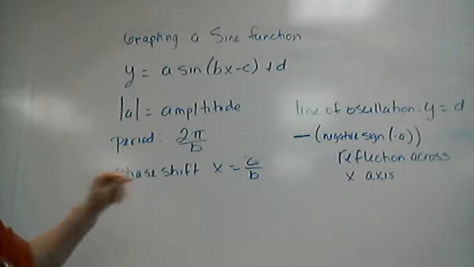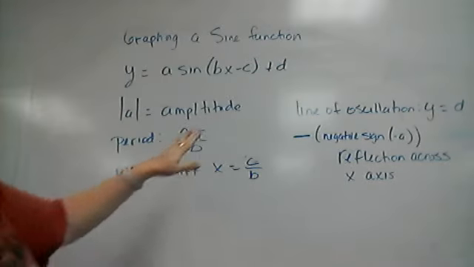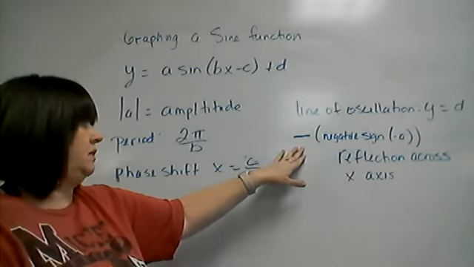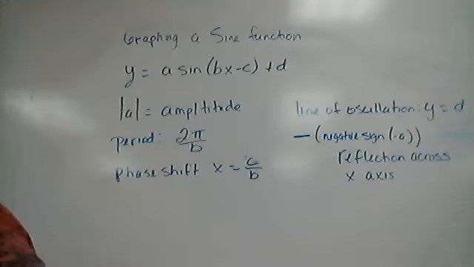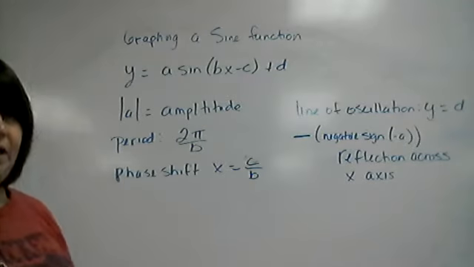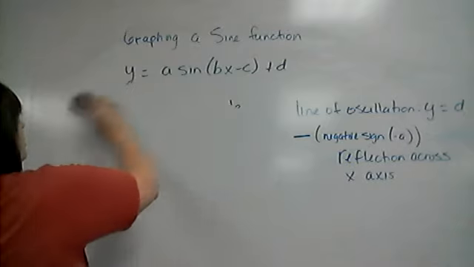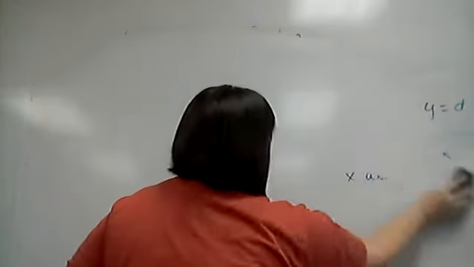Phase shift is x equals c over b. The line of oscillation is y equals d. And if you have a negative a or negative sign, the graph is going to flip upside down. It's going to reflect across the x-axis. So I'm very quickly going to graph a sine function.